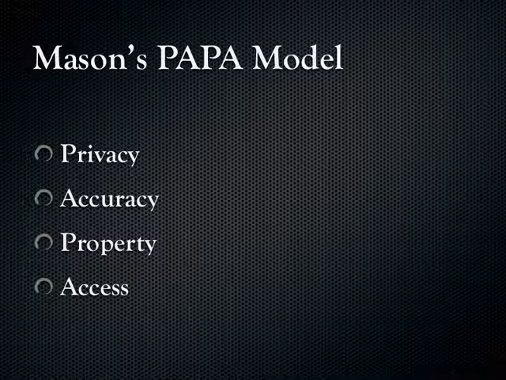In 1986, Richard Mason conceived of a model, a way of thinking about the ethical uses of information technology. In this model, popularly known as Mason's PAPA model, we are concerned with four things: privacy, accuracy, property, and access. We'll look at each one in turn.